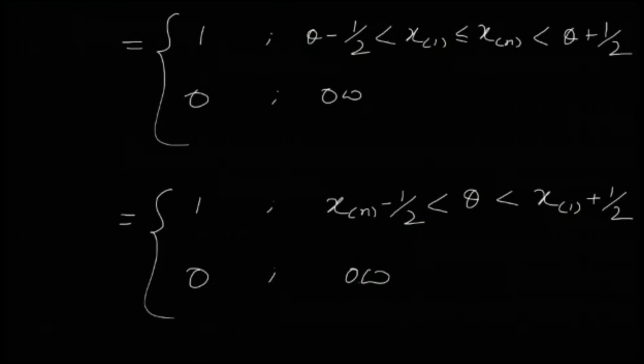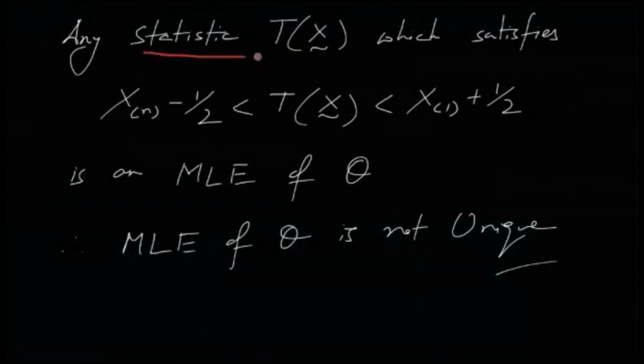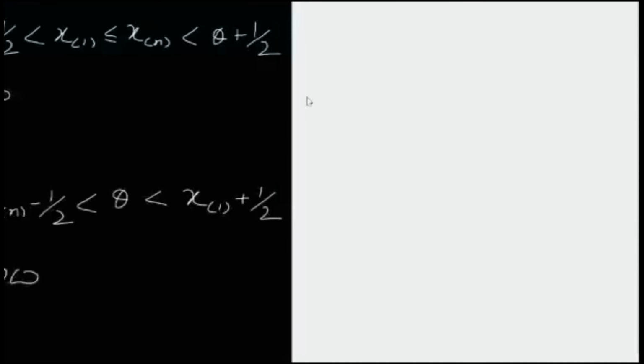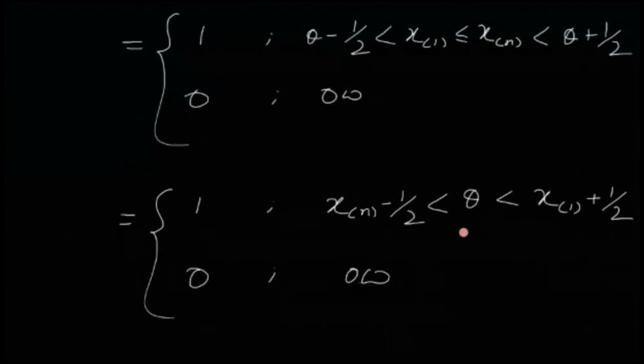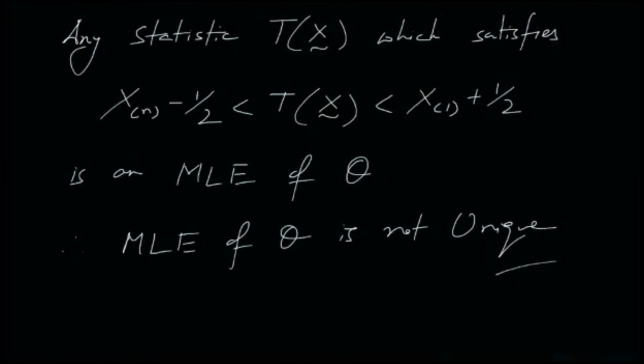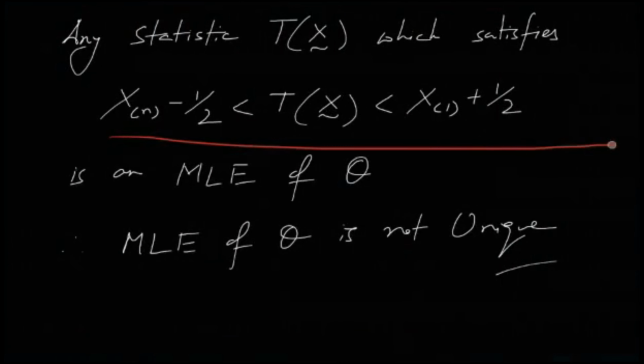So the function is a constant function. Obviously any statistic T(X) which satisfies this is an MLE of theta. The MLE of theta is not unique, because the function is constant in this interval. There is no single particular value of theta at which the function reaches its maximum; it's 1 throughout this interval. Any statistic which satisfies this inequality can be considered as an MLE of theta.